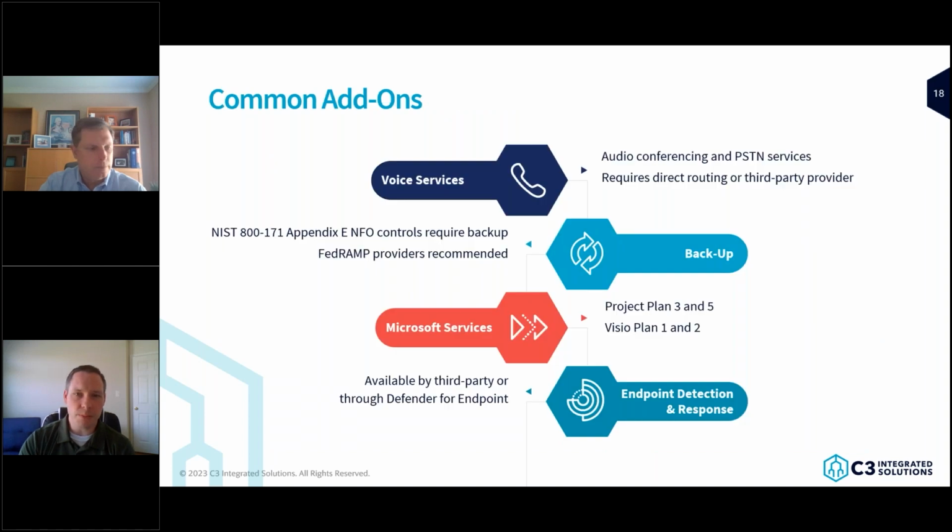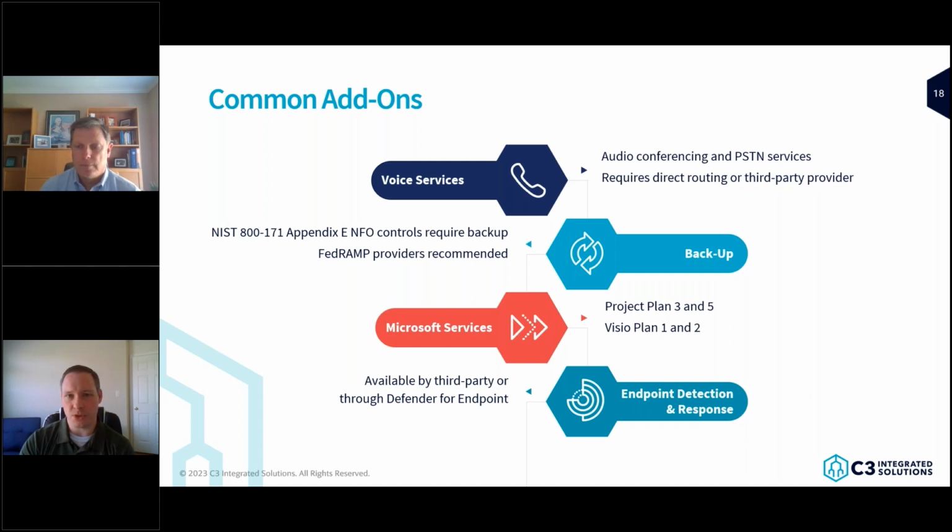In addition to the bundles that I spoke about, there's some common add-ons, right? Some of these are the NFR controls that Bill talked about, such as our backup, right? We want to make sure that backups are FedRAMP approved or authorized. And we also want to make sure we have proper authentication and retention controls on those.